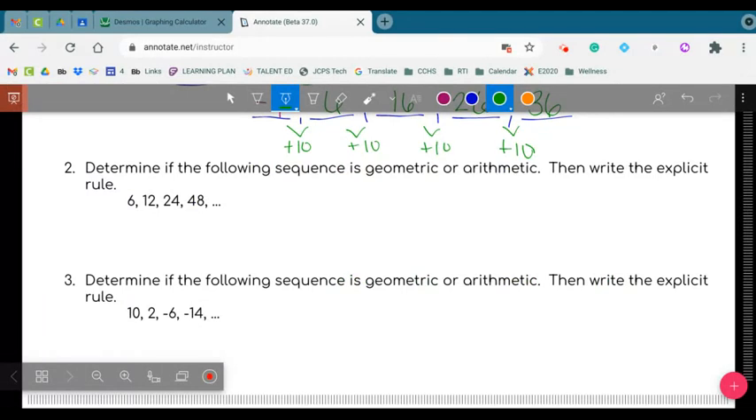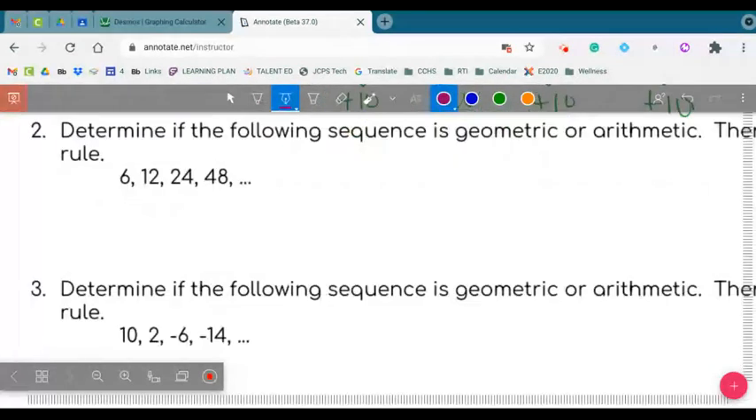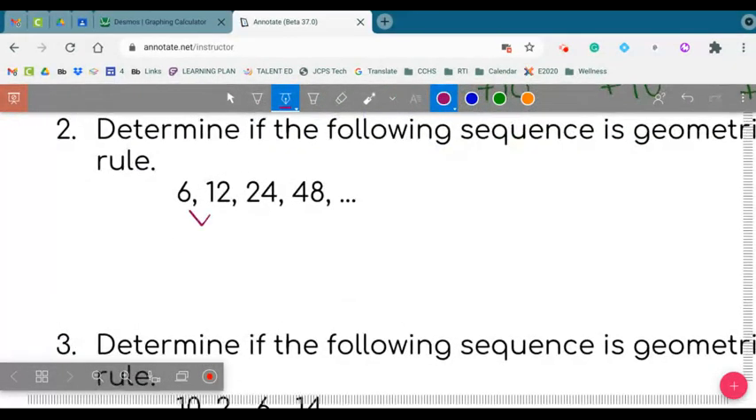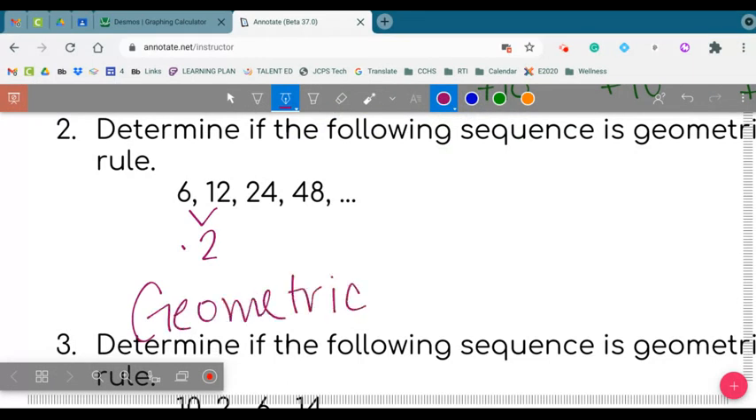The next is determine if the following is geometric or arithmetic, then write the explicit rule. So we have to make sure we write the explicit rule, and then we have to determine whether it's geometric or arithmetic. So let's look at our sequence. We go from 6 to 12 to 24 to 48. Multiplying by 2, so it's geometric, so we're going to use our G rule. And remember, the explicit just starts off G sub n. We don't start with our first term. Then we write our first term times our common ratio, and then the little exponent goes at the top.